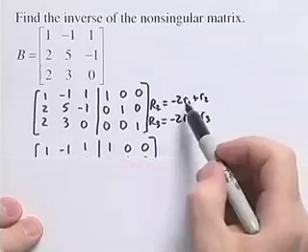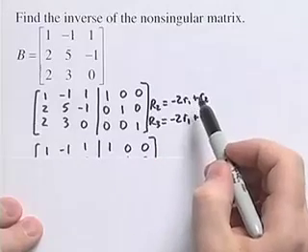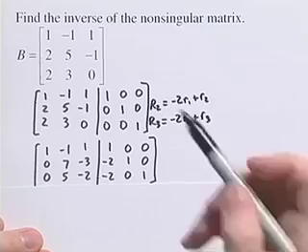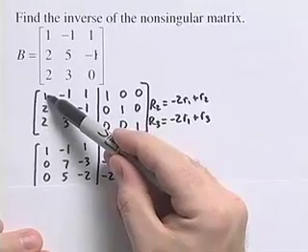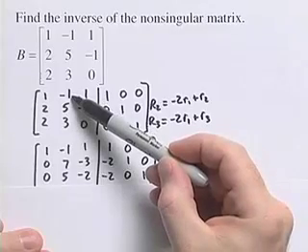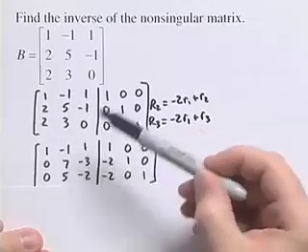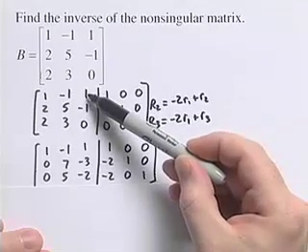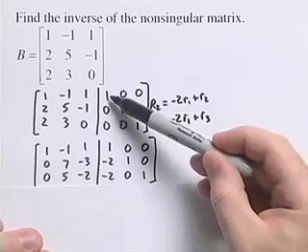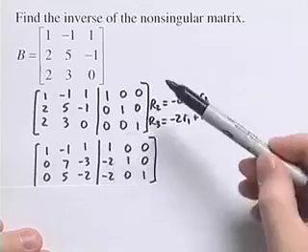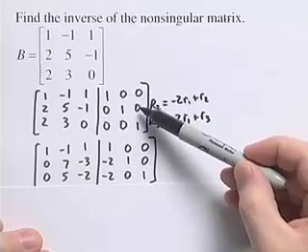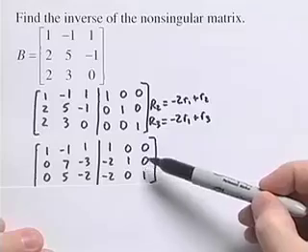To get our new second row, we perform this indicated operation, and we get this result. And we'll double check that. -2 times 1 is -2, plus 2 gives us 0. -2 times -1 is 2, plus 5 gives us 7. -2 times 1 plus -1 is -3. -2 times 1 plus 0 is -2. -2 times 0 plus 1 is 1. -2 times 0 plus 0 is still 0.